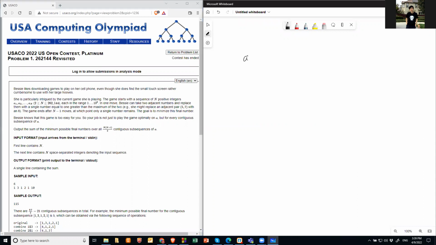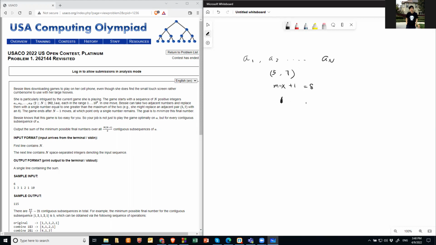Let's say you have a set of numbers, A1, A2, all the way to AN. You can combine two numbers together. For example, if you have a pair of 5 and 7, you can combine them together and you get the number which is the max of these plus 1. So in this case, you get 8. There are many different ways you can combine together until you get one number, right?